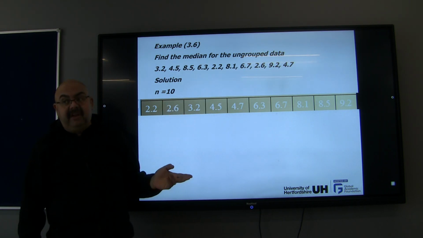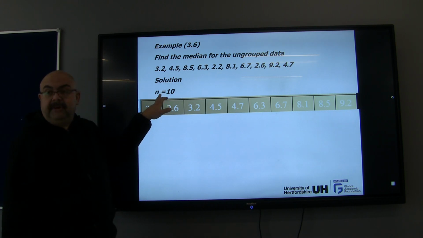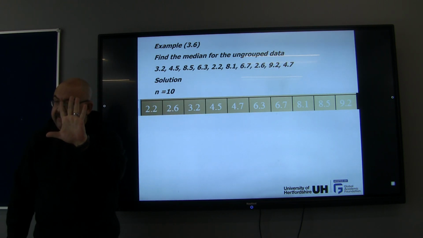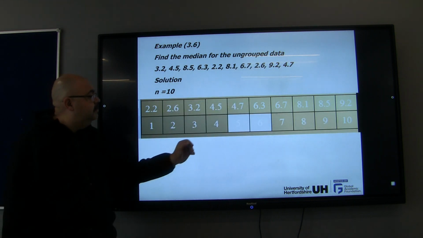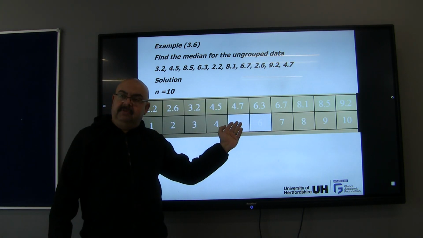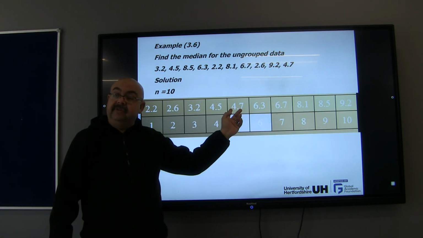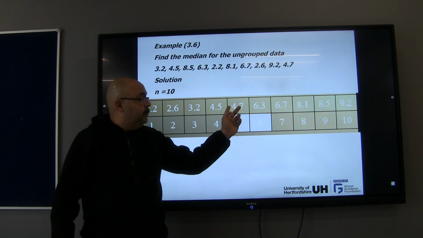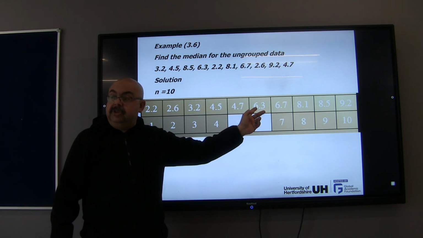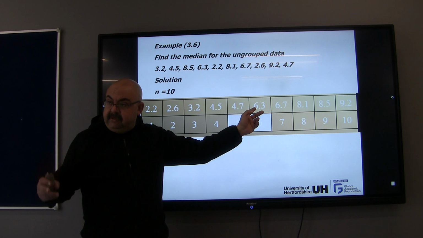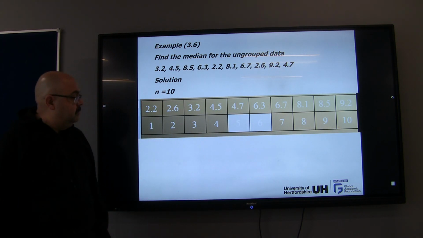So, how to get the value? Simply divide 10 by 2, which is going to be 5. So I will go to the fifth observation, which is 4.7, plus the next value, which is 6.3. Then divide by 2, and that's how I got my median. Not a problem at all.